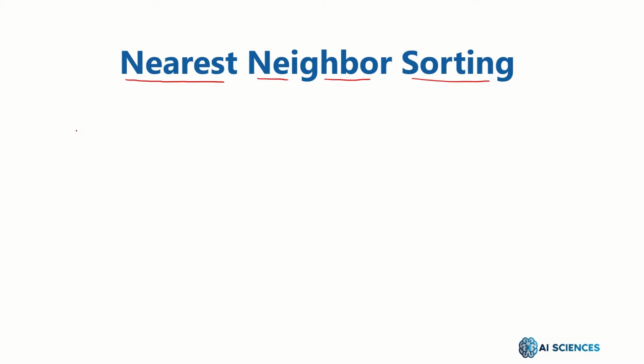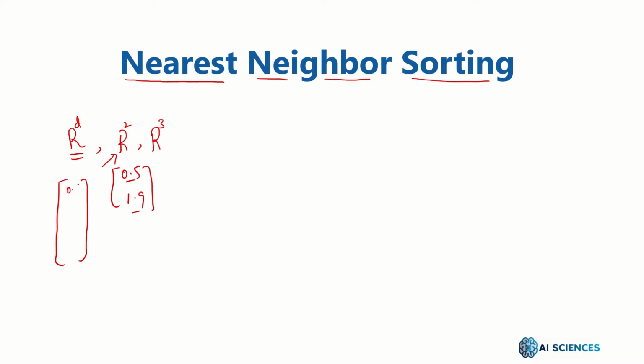Consider you have a d-dimensional space, let's say R^d. You're working in R^d, some d-dimensional space. For example, a two-dimensional space is written as R^2, a three-dimensional space is written as R^3. So this particular point (0.5, 1.9) belongs to R^2 because it has just two coordinates. A point that has several coordinates, let's say d coordinates, like 0.7, 1.9, 34, and so on.